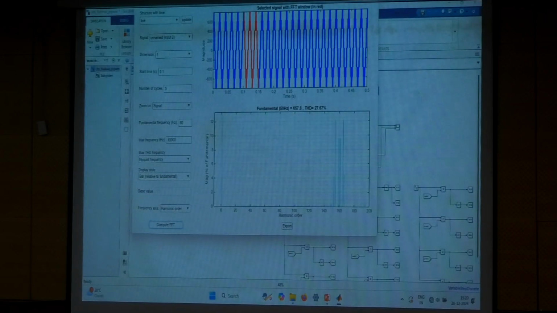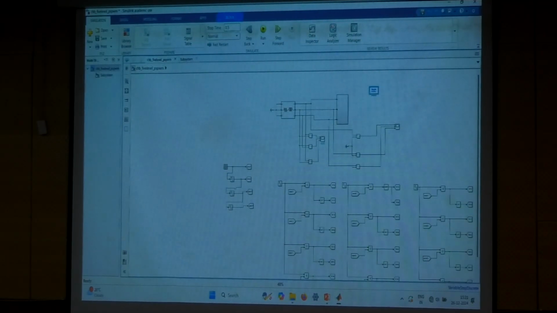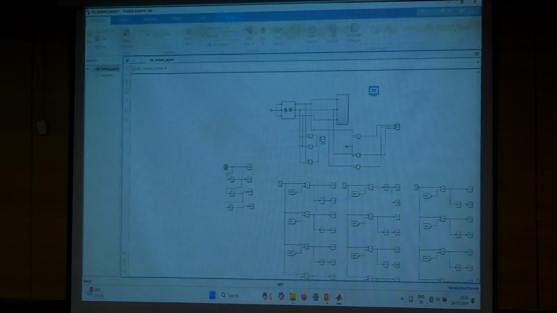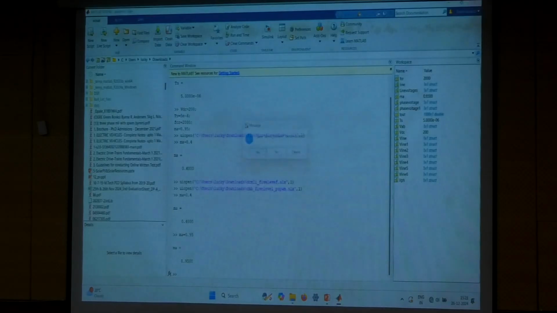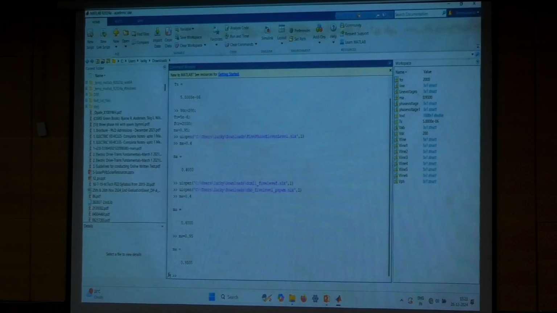I will stop here. I will forward these files to you. You can break them down for your analysis, right? Do you have any more questions? Do you have any questions?